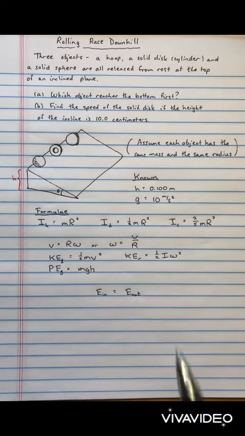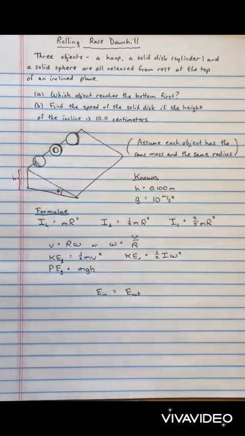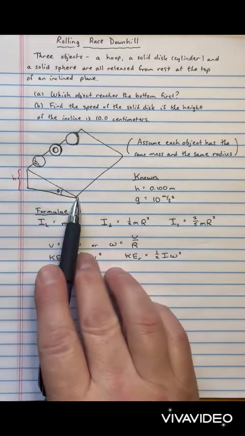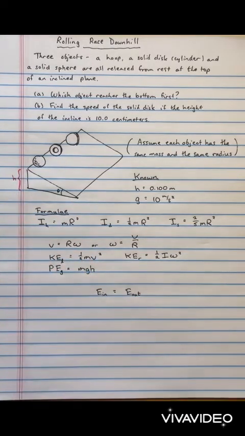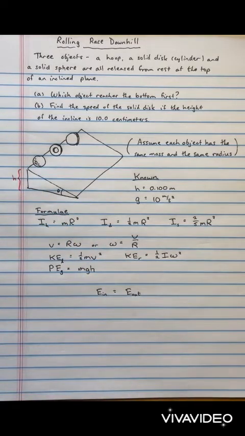At the top of the ramp or the incline, each object has the same mass, the same radius, and they're released from rest, which means none of them have any kinetic energy of any kind. They're not rotating, they're not moving forward, therefore no kinetic energy. But they're also at a height h, straight up. Notice, by the way, the height is the vertical height. It's not the height along the incline. We're looking at height above the ground, because gravitational potential energy doesn't care about the incline. Gravitational potential energy only cares about vertical height.